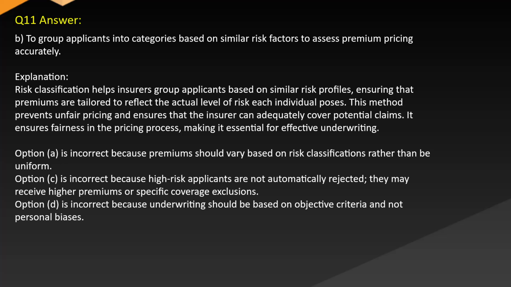Essential for effective underwriting. Option A is incorrect because premiums should vary based on risk classifications rather than be uniform. Option C is incorrect because high-risk applicants are not automatically rejected. They may receive higher premiums or specific coverage exclusions. Option D is incorrect because underwriting should be based on objective criteria and not personal biases.